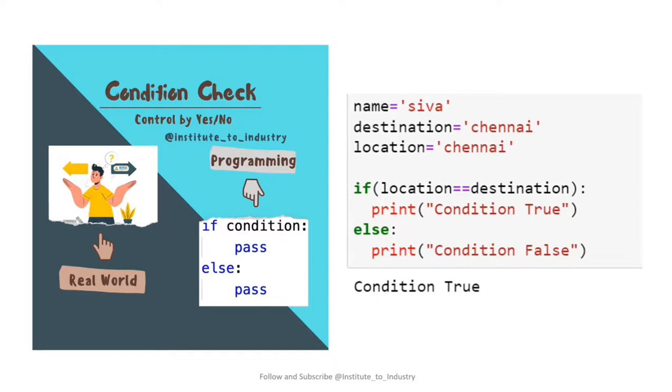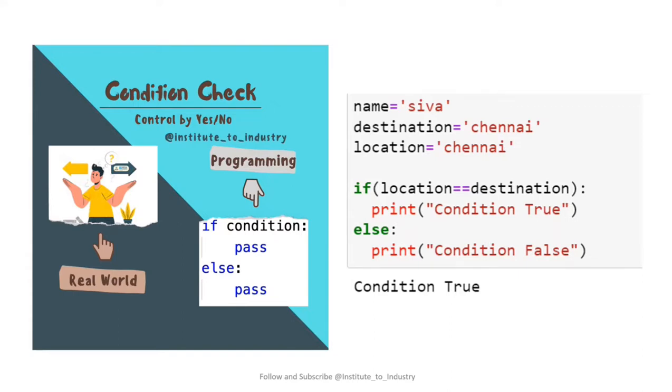Whether I am in Chennai or in Delhi, wherever I am, I need to check my condition. If I'm traveling somewhere, how can I check it? For example, I have given the example of a person named Shiva. His destination is Chennai, and I'm checking with code whether his current location is the same or not.